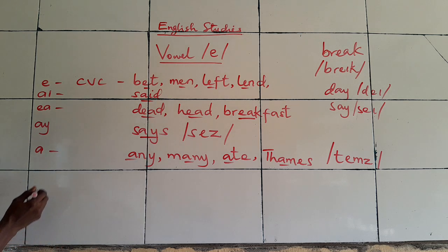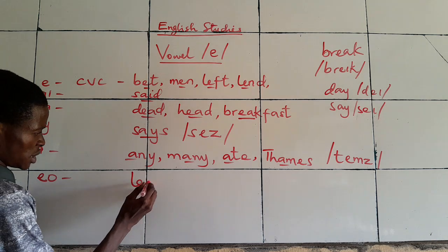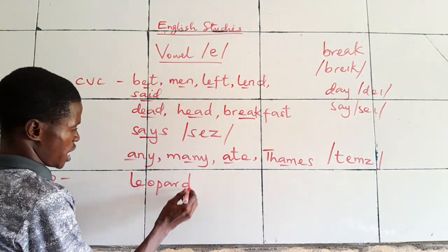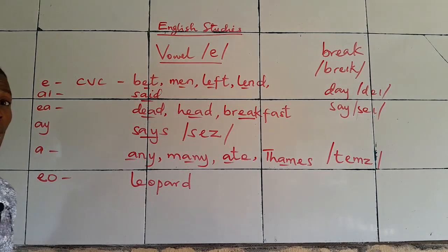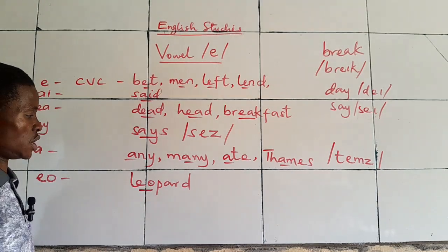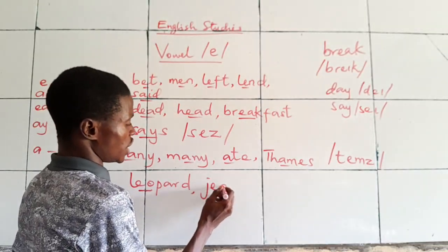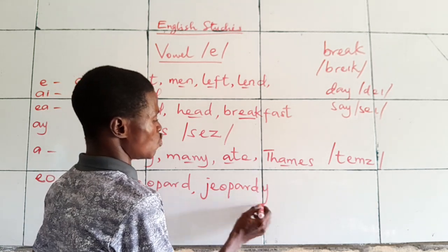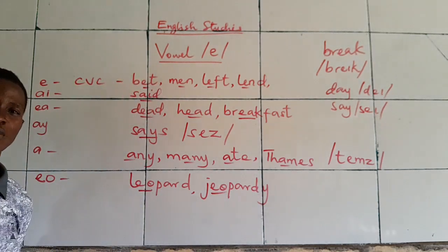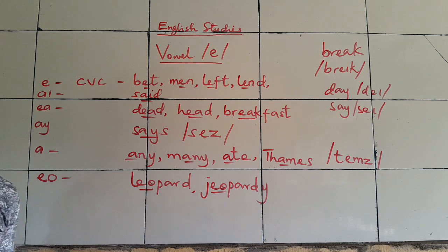Guess what? We have this word as well. E-O. The E-O can give us the sound E. Pronounce this word, L-E-O-P-A-R-D. The word is not pronounced leopard the way many say it. We rather call it leopard. Then this word, J-E-O-P-A-R-D-Y. Pronounce it together. We call it jeopardy. Most of us do call it differently. You rather call it jeopardy.